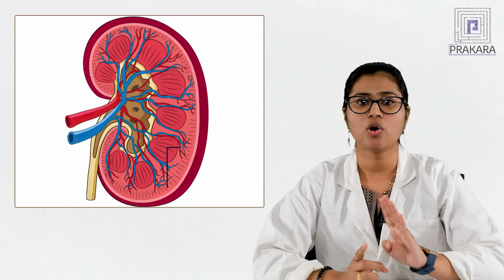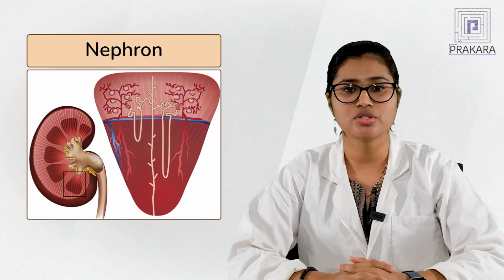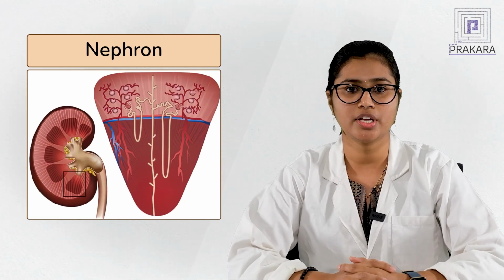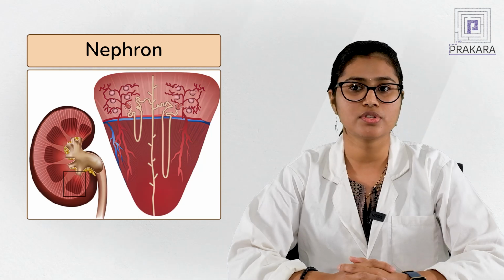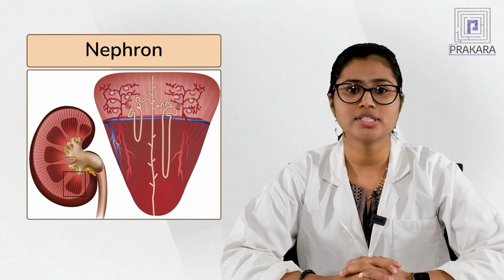On cut surface of the kidney, it has cortex, medulla and renal pelvis. And nephron is the basic structural and functional unit of the kidney. There are millions of nephrons present in both the kidneys. Nephron is a Greek word which means kidney.